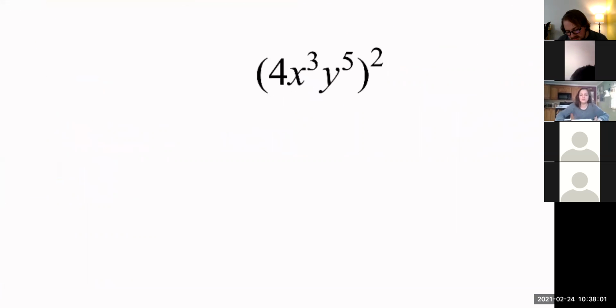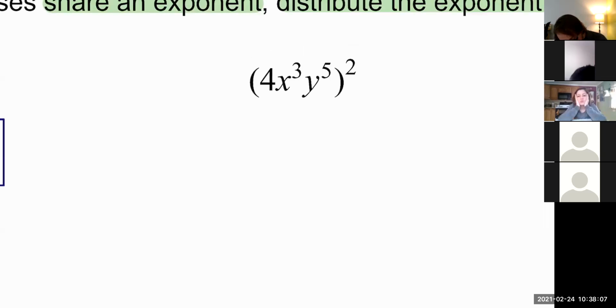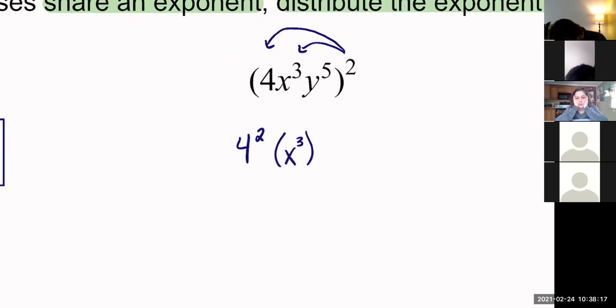But that's okay, because we actually just covered a property for if something like this happens. So you said there's 3 bases. So the base 4 is going to get that exponent of 2. X to the third is going to get its own exponent of 2. And y to the fifth is going to get its own exponent of 2.